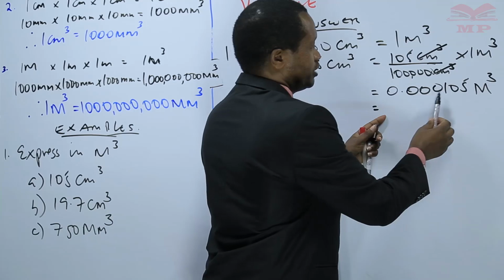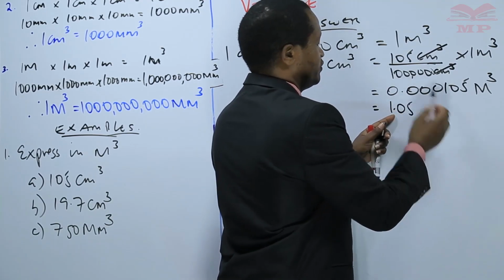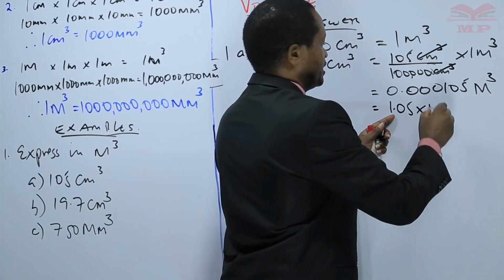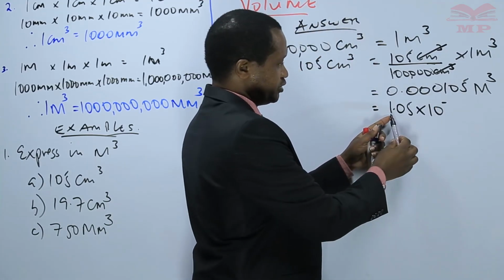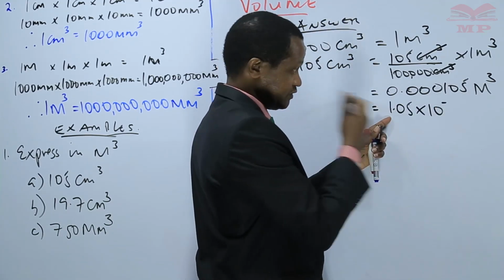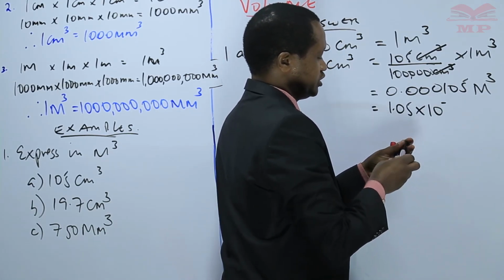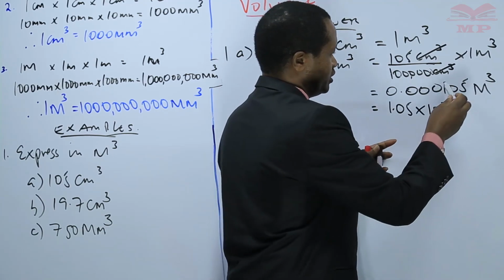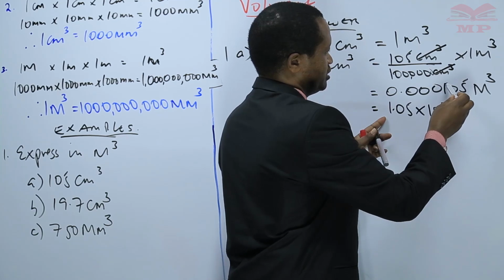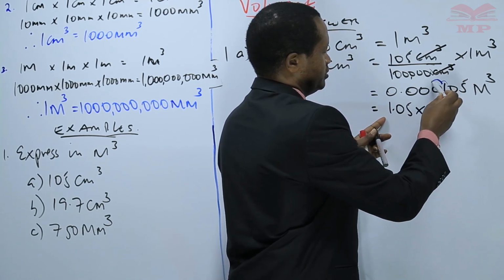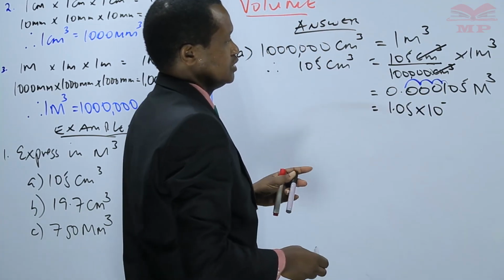These can be written as 1.05 times 10 raised to negative. Because you are putting the decimal point after the 1, it will be times 10 raised to a power, as we have moved the decimal to the left. How many times? 1, 2, 3, 4.